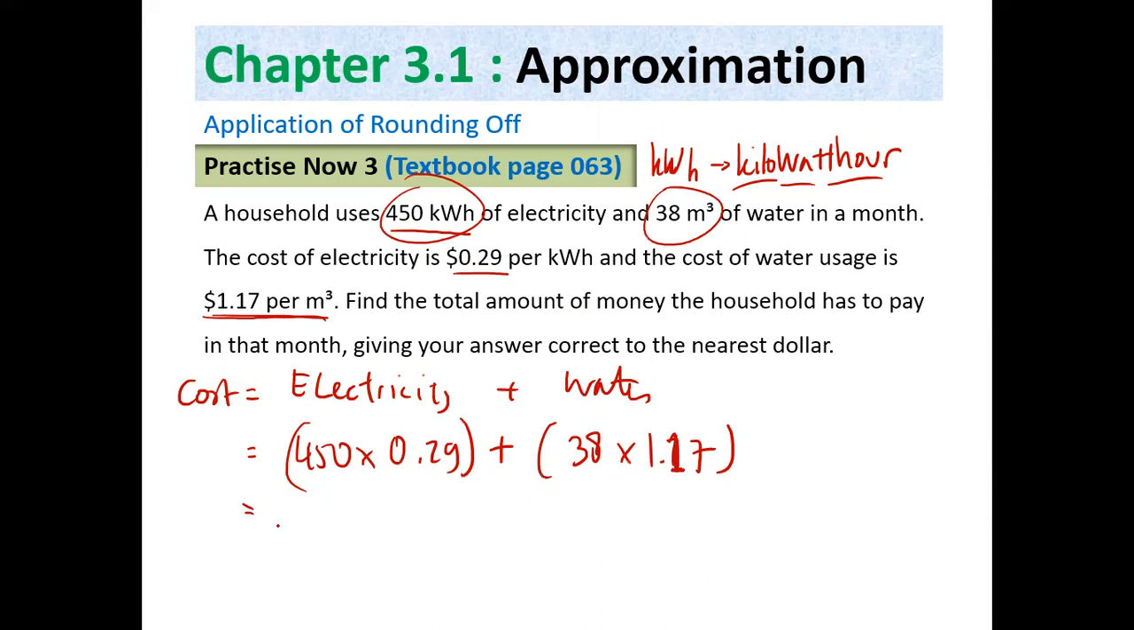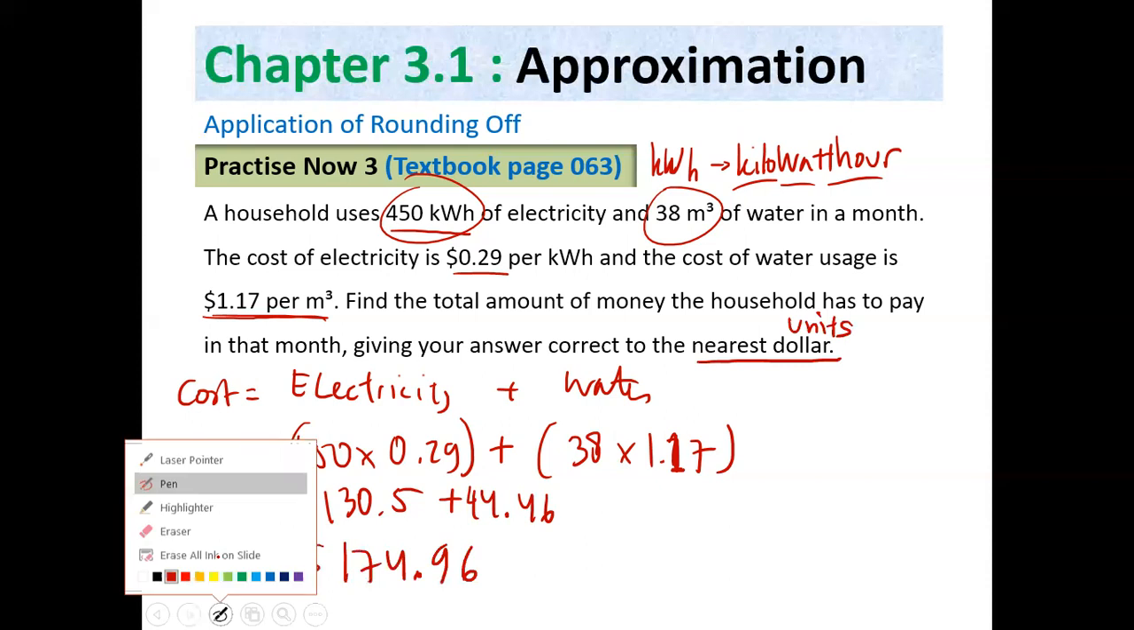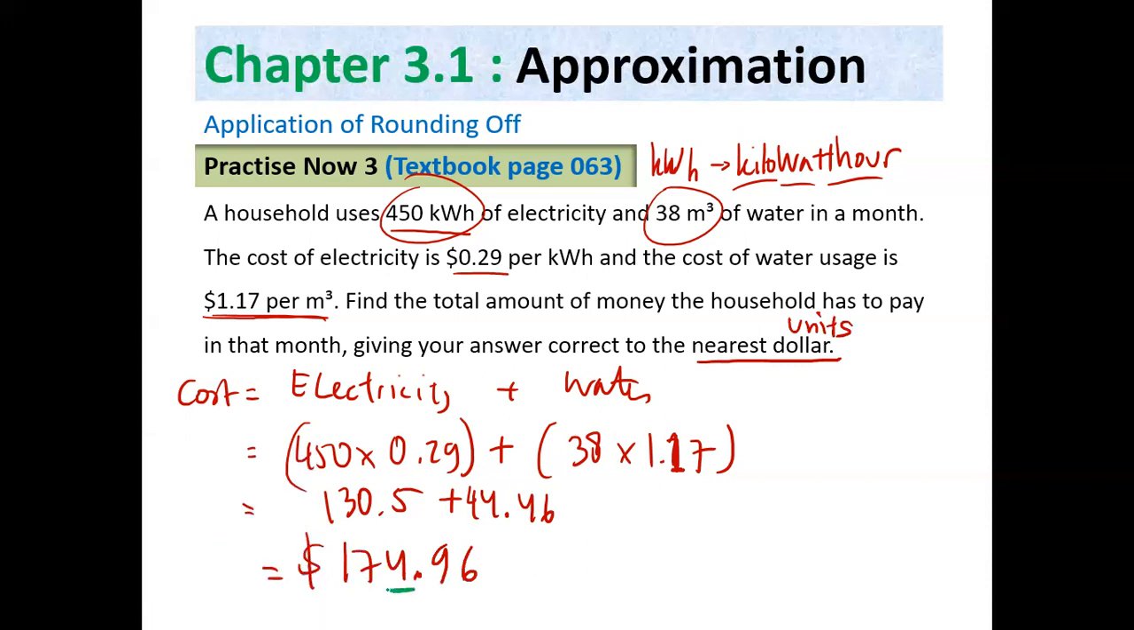I use my calculator. 450 times 0.29. The answer will be 130.5 plus 38 times 1.17. The answer will be 44.46. So you add all the numbers easily. 130.5. Use your calculator. It helps you a lot. 174.96. Right? But the question is asking you for correct to the nearest dollar. So nearest unit. Okay. So what you need to do is try to round the number. You round to the nearest one here.